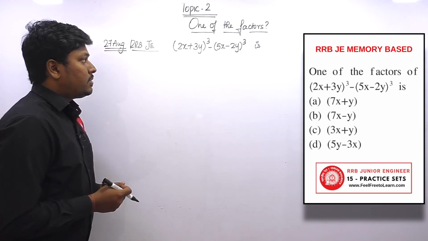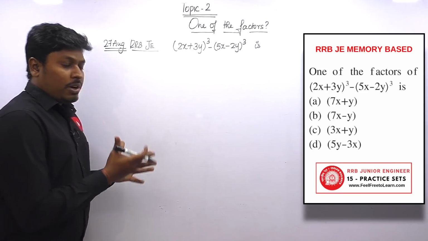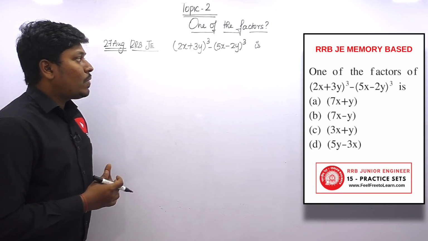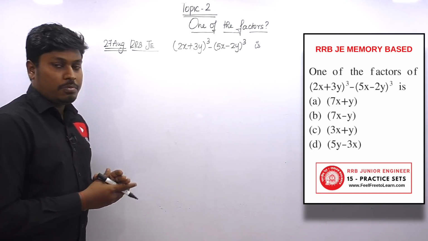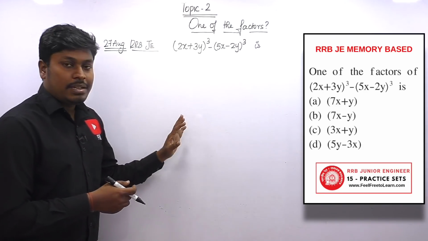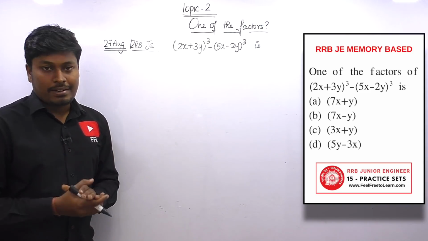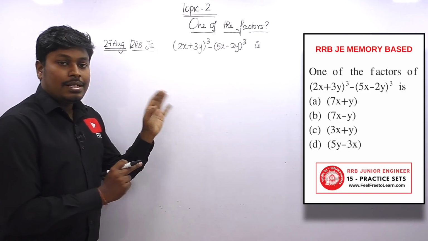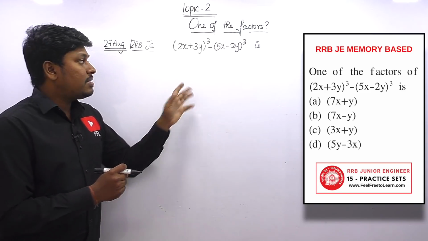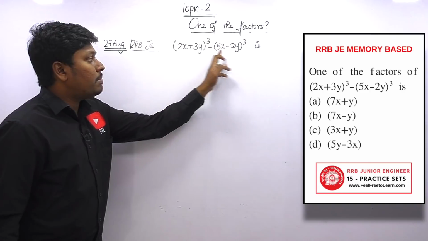So question number 2. We need to find one of the factors for the given equation, that is 2x plus 3y the whole cube minus 5x minus 2y the whole cube. So similarly we need to solve this equation. After that we need to find the factors similar to the previous question. But in the previous question we applied the formula a cube plus b cube. But in this question we need to apply the formula a cube minus b cube.